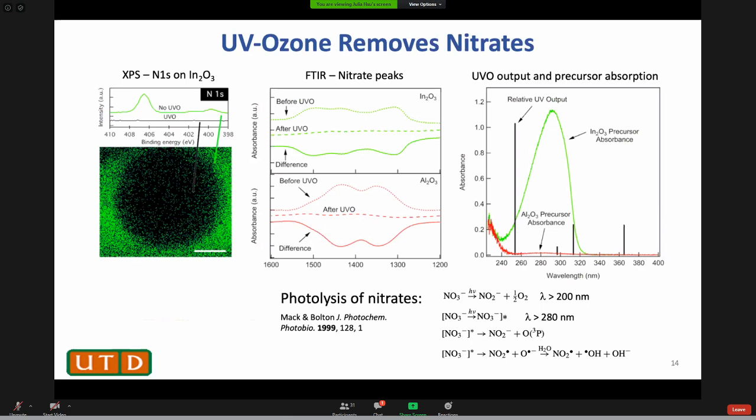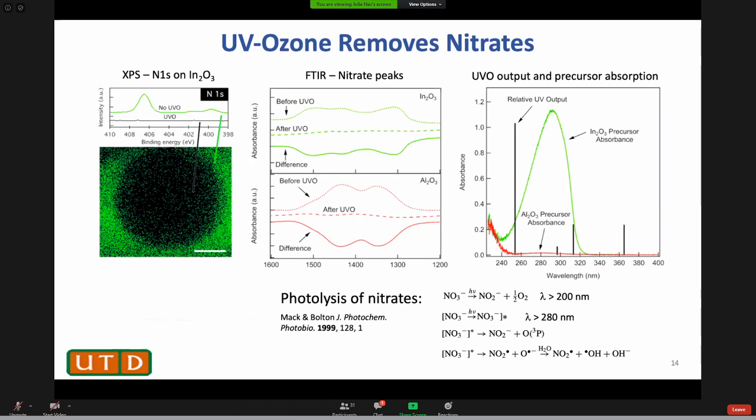We can also see this in FTIR. This is the nitrate region. Before UV-Ozone, you see the nitrate peaks. After UV-Ozone, that region is flat. And you can subtract the two and see the difference, that the nitrate is removed.